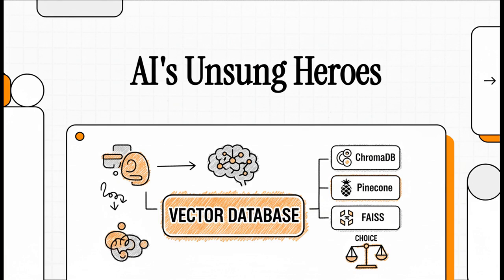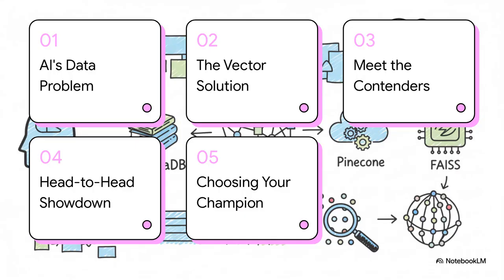the entire AI revolution. All right, here's our game plan. First, we're going to dig into the big data problem that AI faces. Then we'll see how vector databases swoop in to solve it. After that, we'll meet 3 of the top players in the game, put them head to head, and I promise, by the end of this, you'll know exactly which one is the right champion for your project.